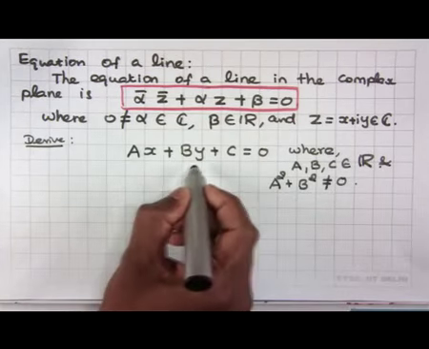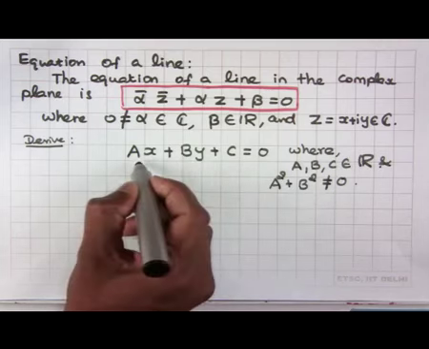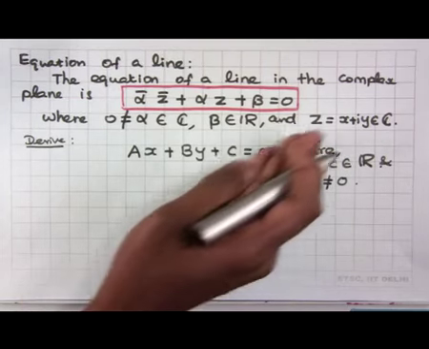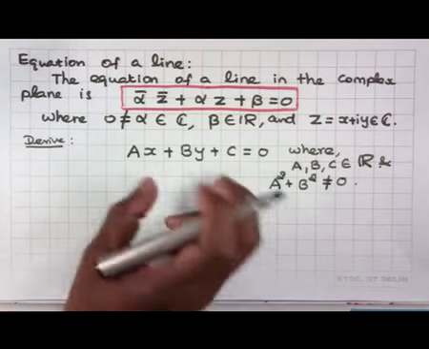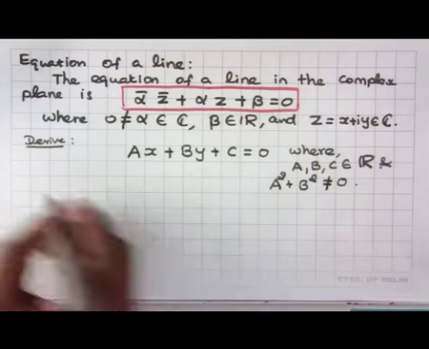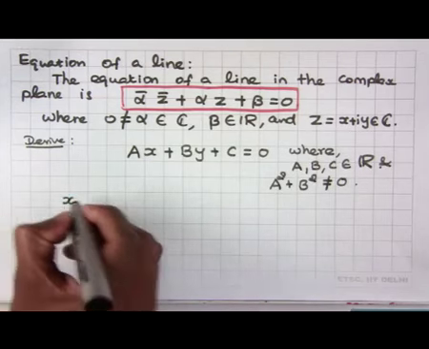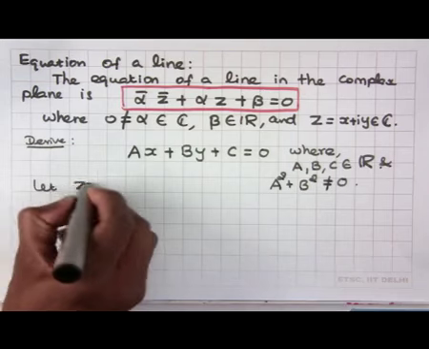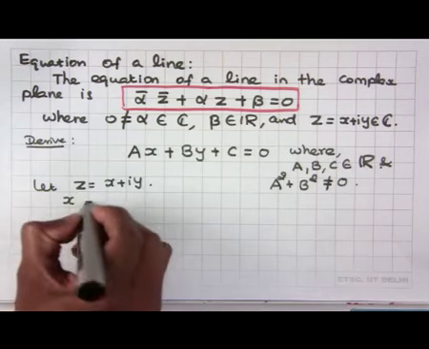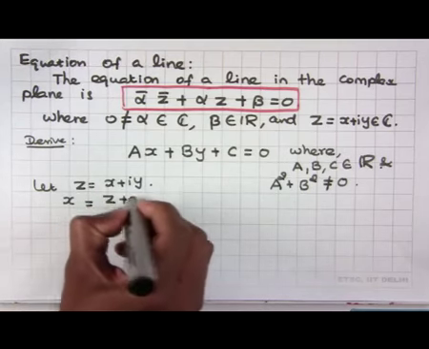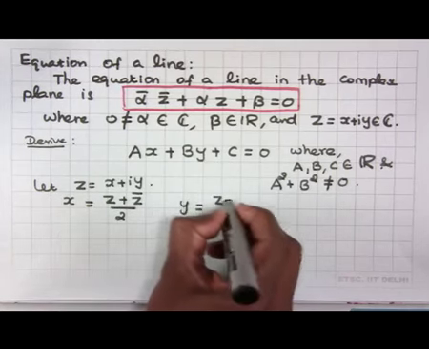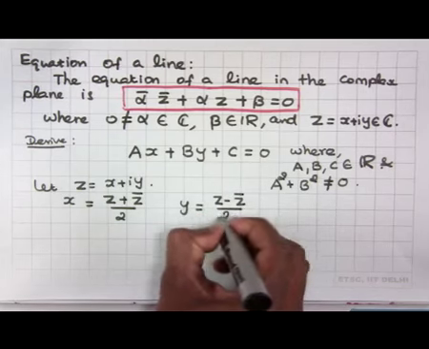Any pair x, y satisfying this equation, when traced in the Cartesian plane, gives a straight line. Now, for this pair x, y, we can associate a complex number. Let z equal x plus iy, then x is given by (z + z bar) by 2 and y is given by (z − z bar) by 2i.